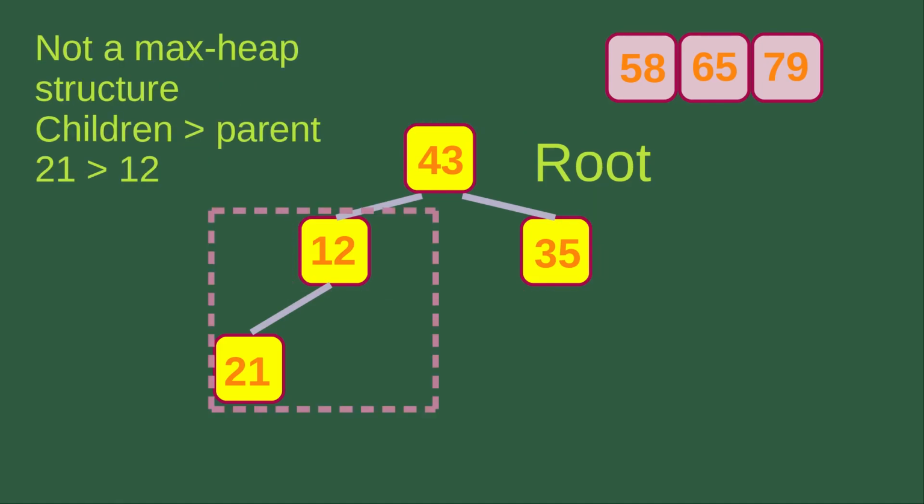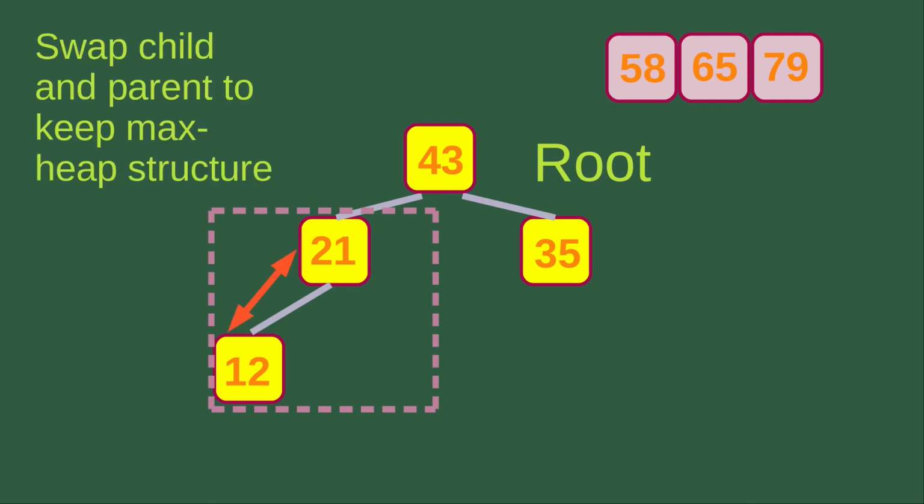And then we check another subtree following the top to bottom and left to right order. It is not a max heap structure because the child is larger than the parent, so we have 21 being larger than 12, which is not our goal of maintaining a max heap structure. So in this case, we need to do the swapping so that 21 becomes the parent and 12 becomes the child. So now the max heap structure is maintained for the entire tree, okay?